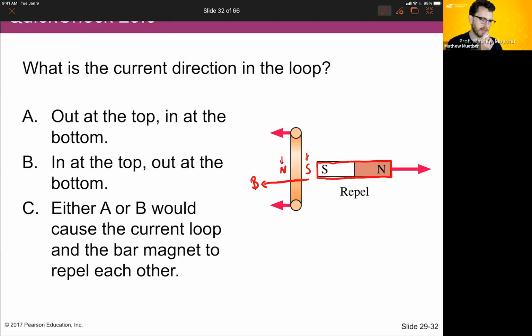Well, what direction does my current need to flow to generate a magnetic field that points to the left? Well, I can use my right-hand rule. I can align my thumb with the magnetic field, and my fingers then are going to curl in the direction that the current has to be flowing around in that loop. That means the current has to flow in at the top and out at the bottom.